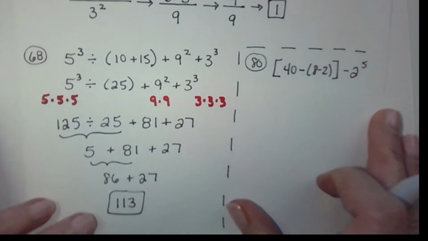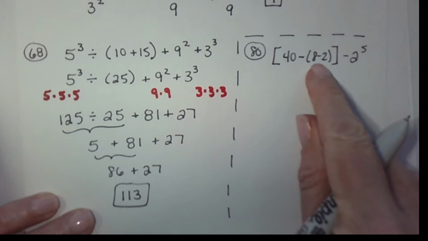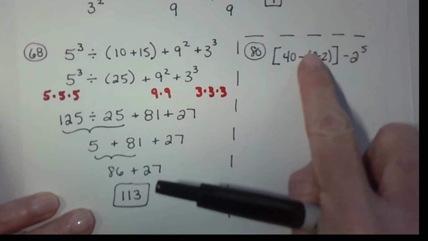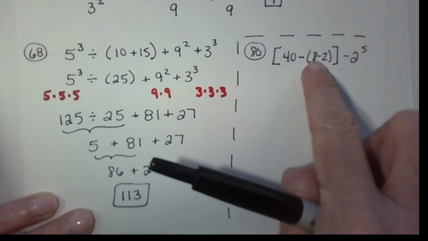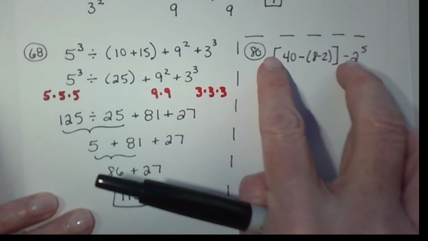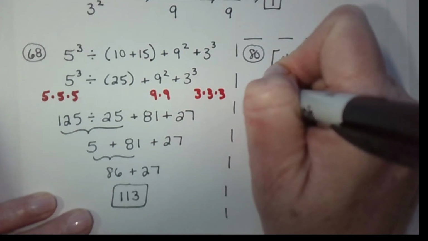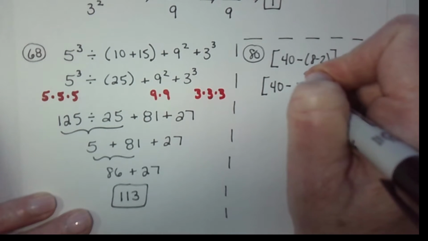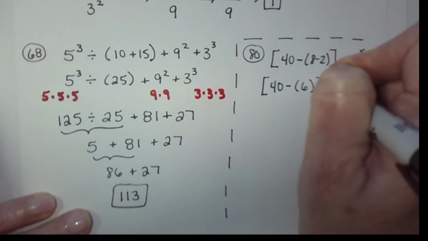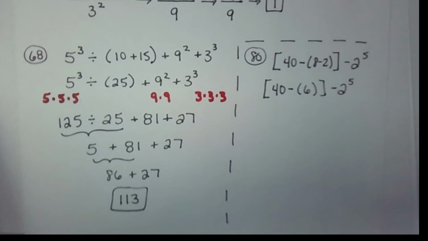This one has multiple grouping symbols. So the rule is we have to work from the inside out. So you can see that the parentheses are completely enclosed inside the brackets. So that's what we mean. Start with the innermost part and then work your way outwards to the larger grouping symbols. The first thing I'm going to do here is I'm going to say 40 minus 8 minus 2 is 6. Now, you really don't need those parentheses around the 6. You can keep them or not at this point. It doesn't matter.